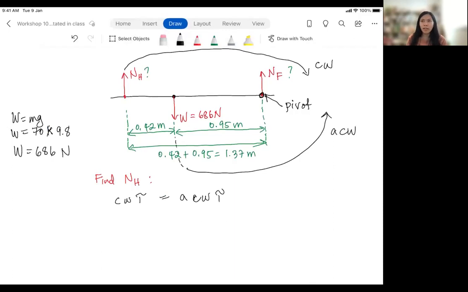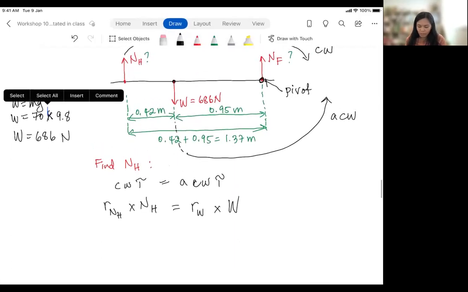Clockwise torque is provided by NH. So that will be the moment arm of NH times the force NH itself. That should be equal to the anti-clockwise torque. It's provided by the weight force. So it should be the moment arm of the weight force times the weight force itself. Right?